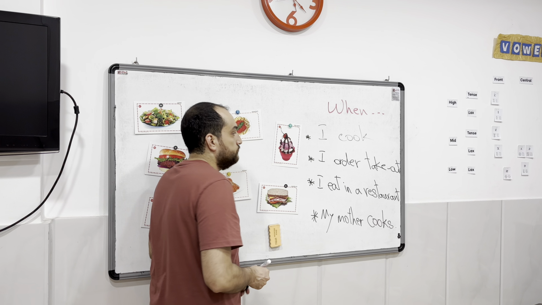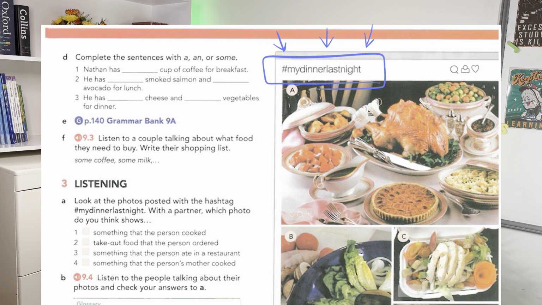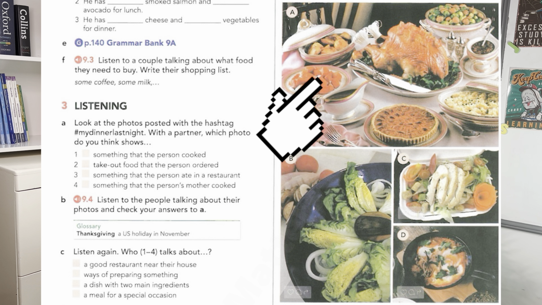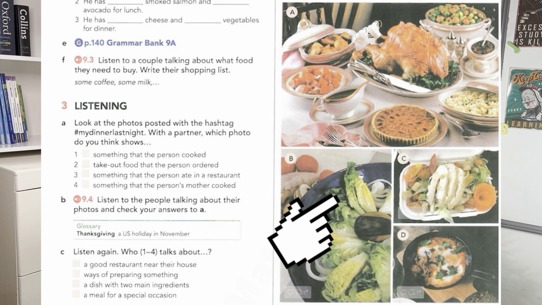As teachers know, course books and textbooks are a little bit intimidating for students, so now I think it's the proper time for me to have them look at the book. So I'll have them look at the hashtag #MyDinnerLastTime. Now they should point to the food in the photo and name them as a whole class activity.